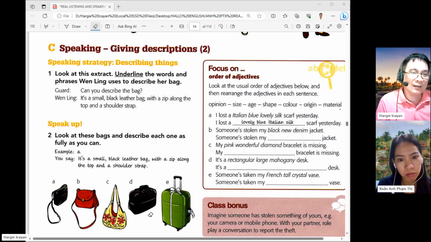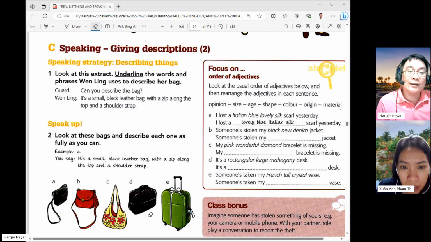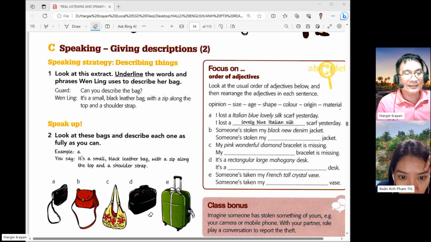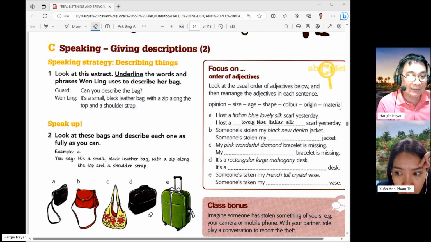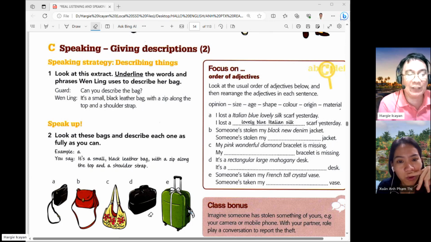It's a medium black bag, a suitcase. It has a handle on the top. And that's it. That's it. Okay, what about letter E, Anne?